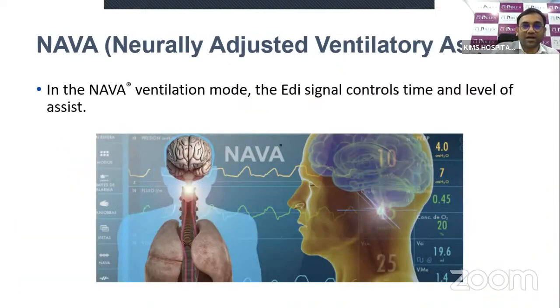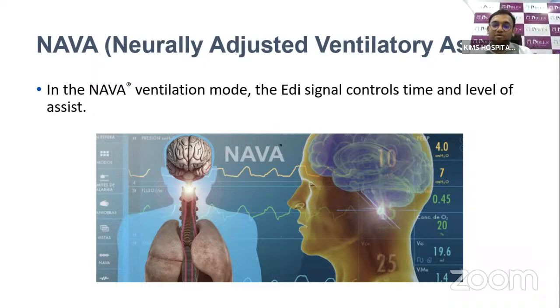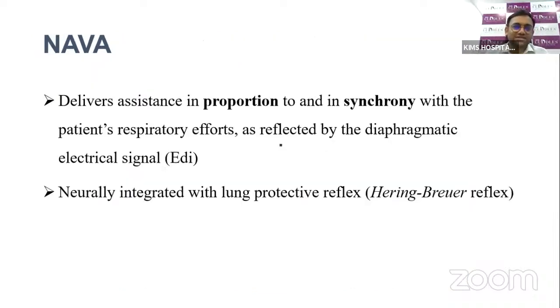So NAVA will identify this EDA signal from time to time, and based upon the EDA signal, it will assist the baby by providing the ventilation. NAVA delivers assistance in proportion to, and in synchrony with, the patient's respiratory effort based upon the electrical diaphragmatic activity. It is neurally integrated with the lung protective reflex so that it prevents overinflation or underinflation, following the Hering-Breuer reflex.